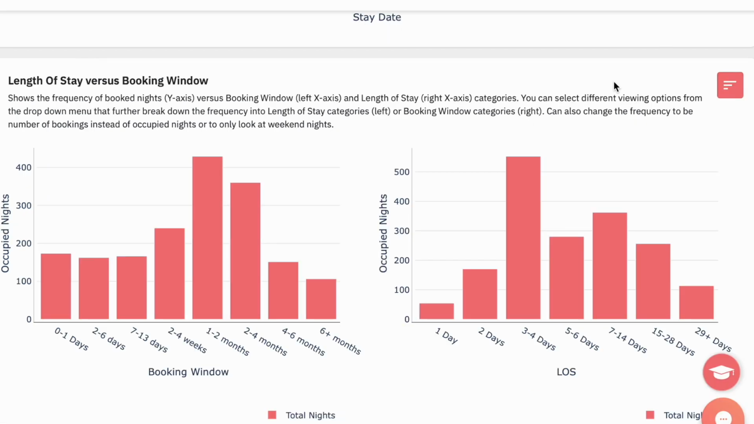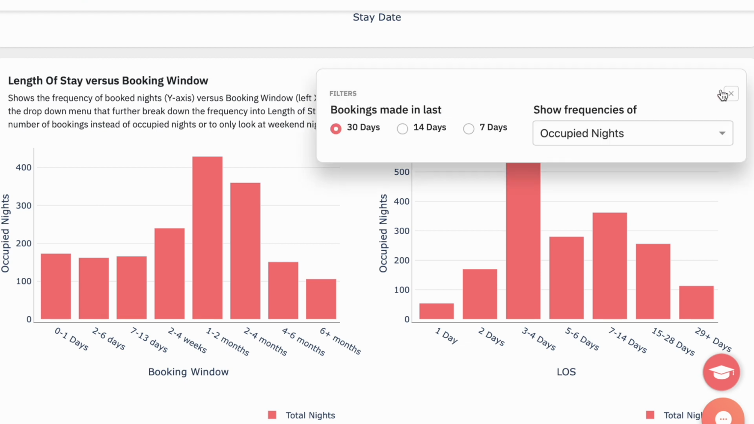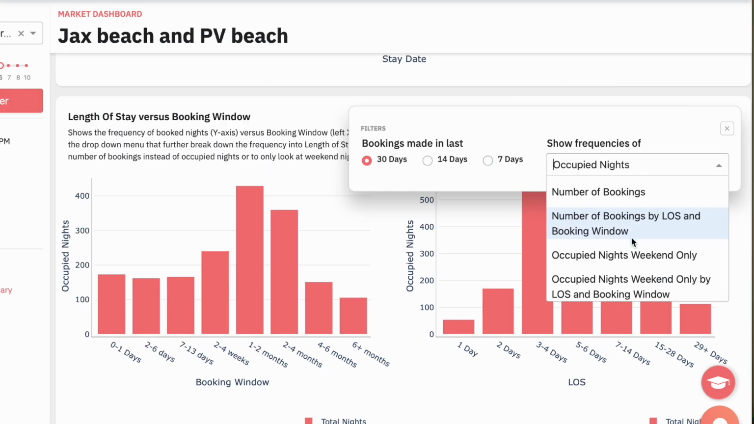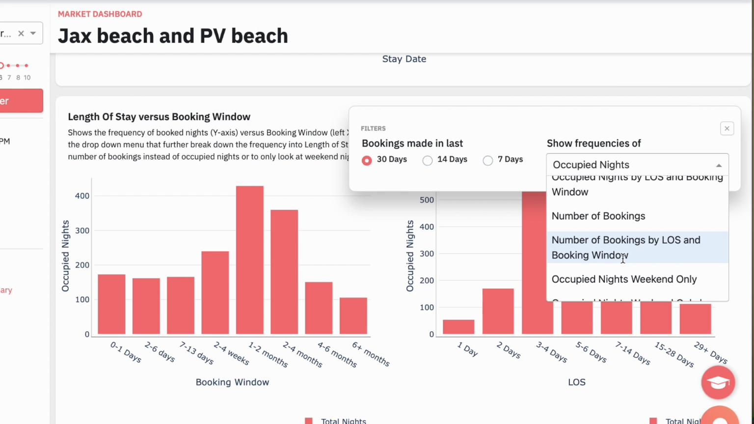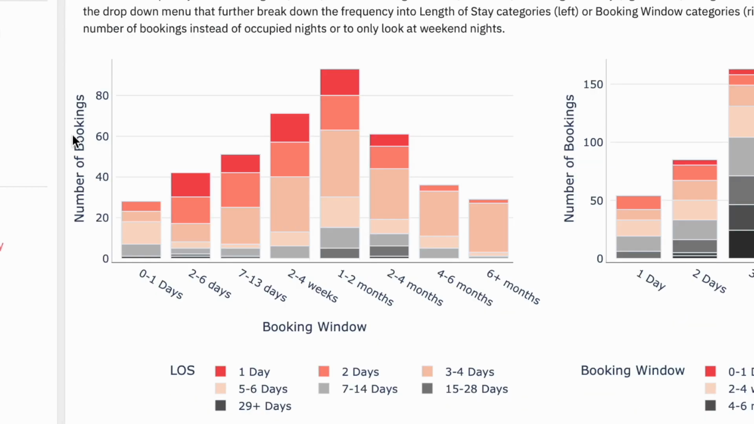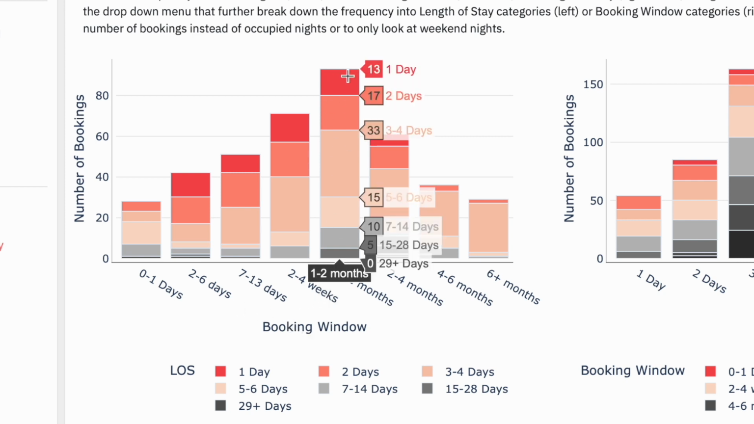The next useful graph is this length of stay versus booking window. And I like to change this to not just occupied nights, but I want to see number of bookings by length of stay and booking window. Now let's orient you to the graph a little bit. On the left-hand side, the y-axis is number of bookings versus the x-axis is the booking window. The higher the bar chart, the more number of bookings there are.